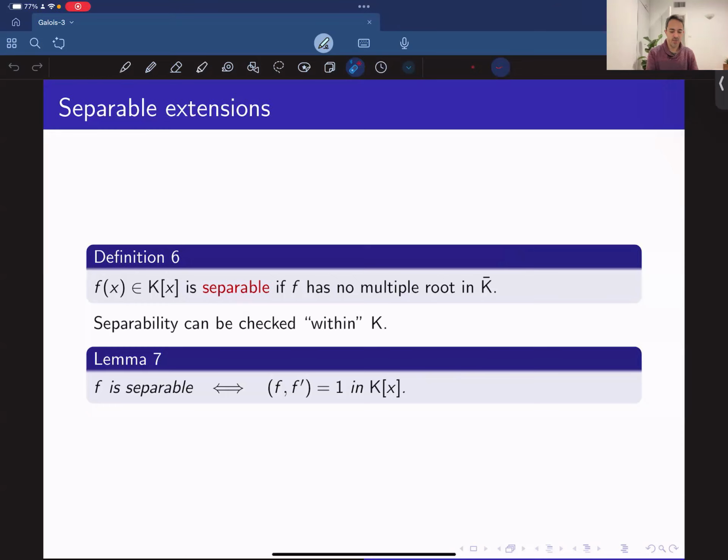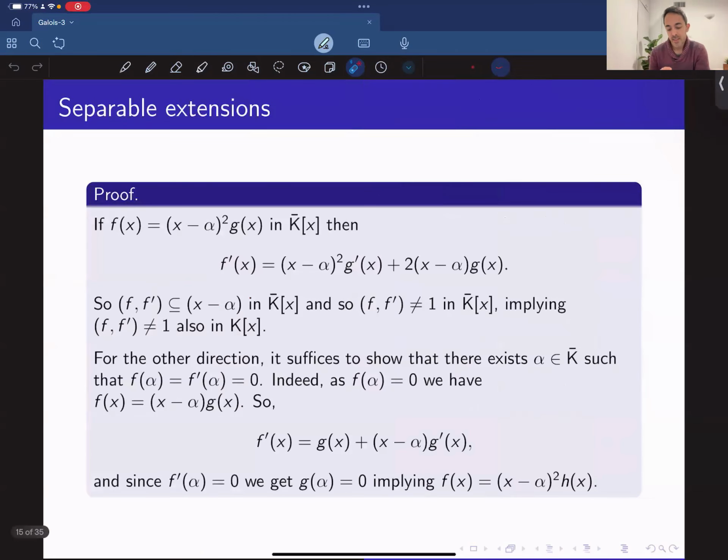Indeed, you can show that f is separable if and only if the GCD of f and f prime is 1, if they are coprime as elements in the ring. In other words, if this ideal is everything, the entire polynomial ring. So let's prove that just to remind ourselves of these things.